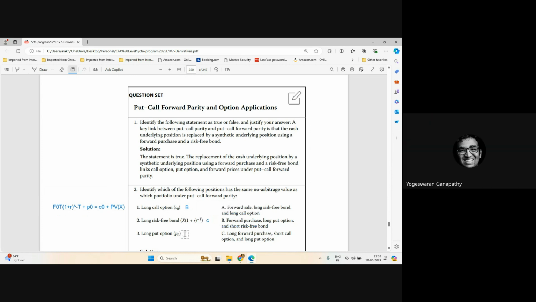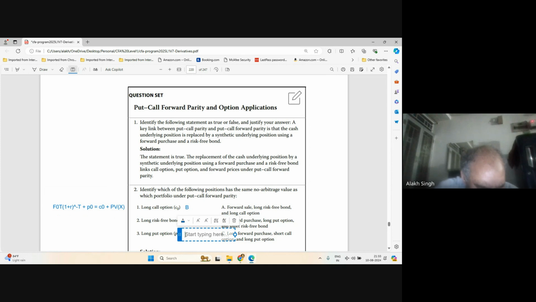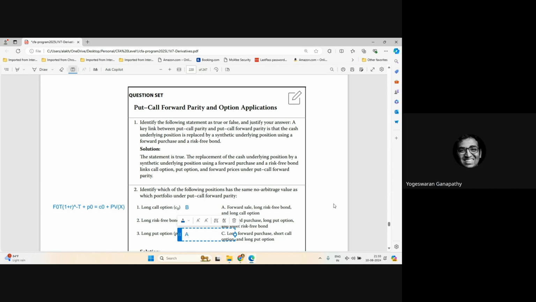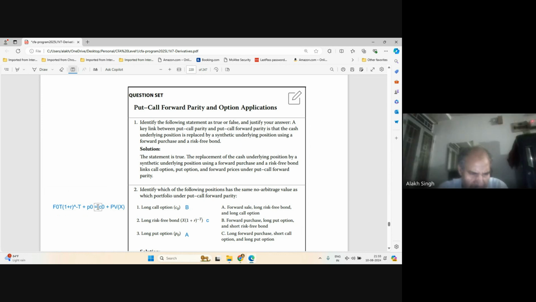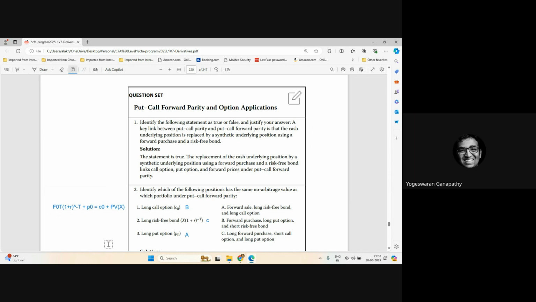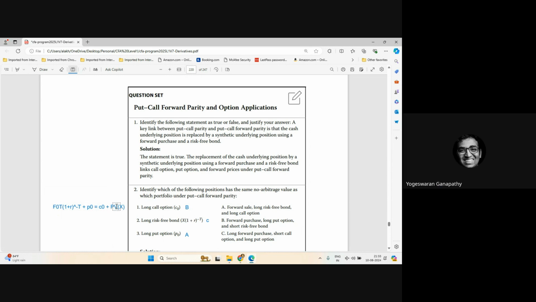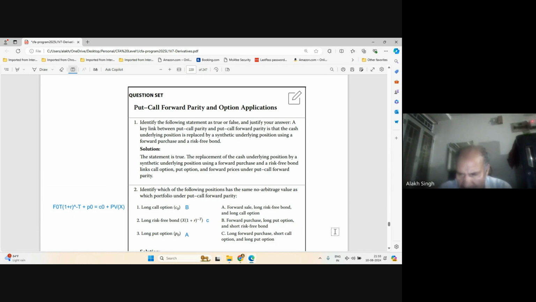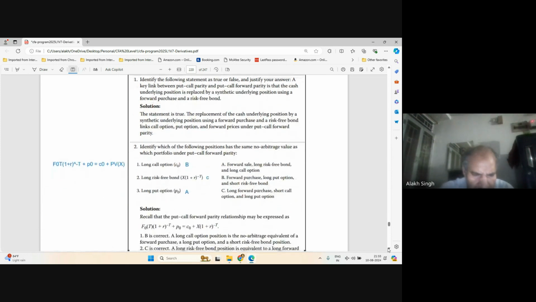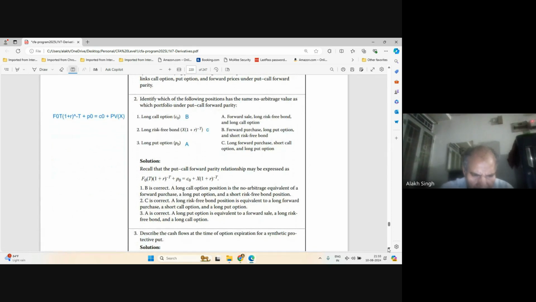So long put is minus this, long put option P0. Why is it forward sale? Forward sale will come on this side, so short forward is forward sale. So A is there. Yes, BCA. Okay.